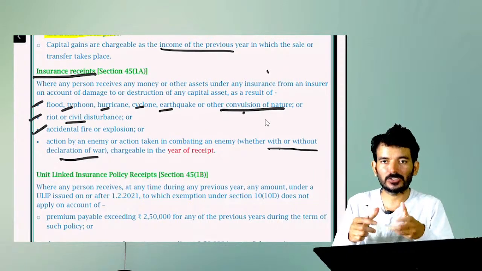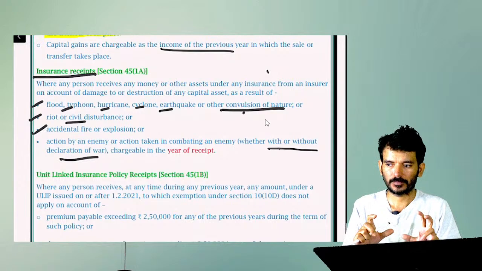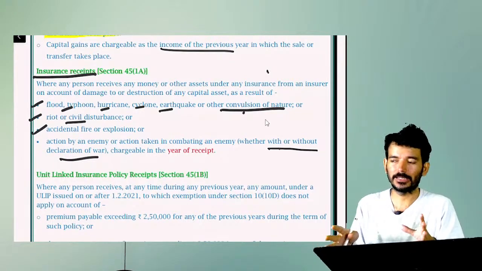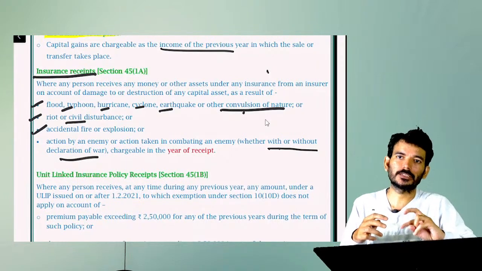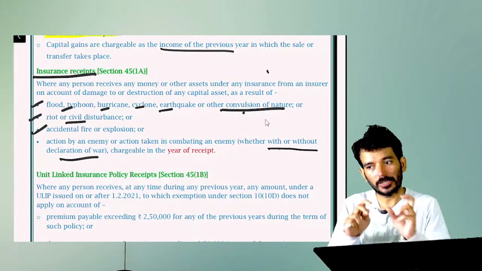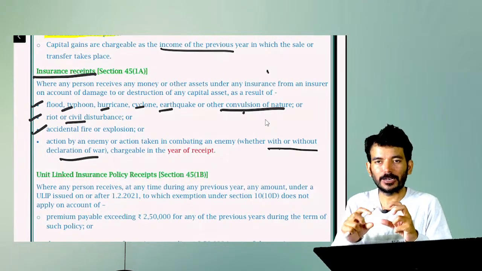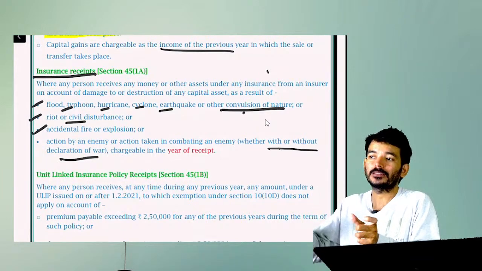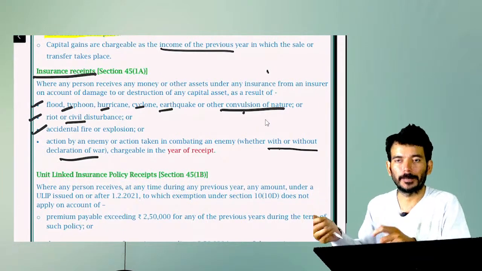So whenever there is a destruction of an asset, it is a transfer, because you are extinguishing a right in your land or building or whatever the asset. For that you are receiving any other asset from the insurance company or any payment from them. So it's a transfer, but it is not taxable in the year in which the transfer takes place. Whenever there is a destruction, you will pay tax when the insurance company eventually makes the payment to you.